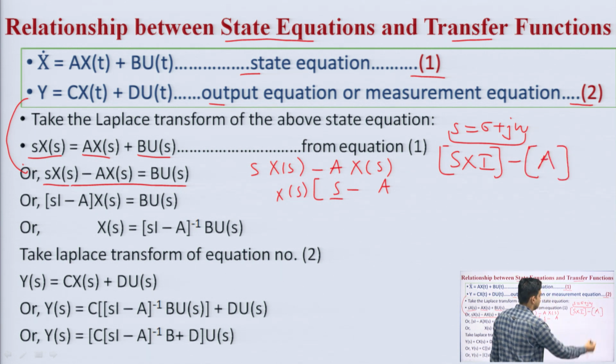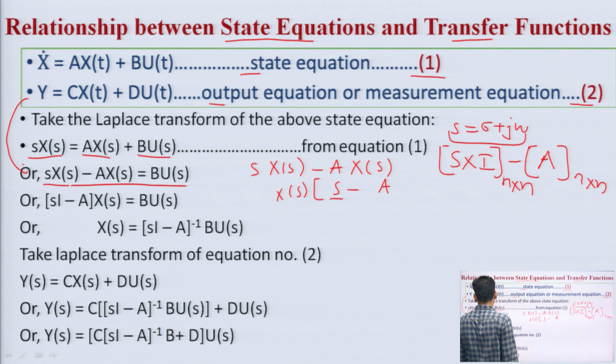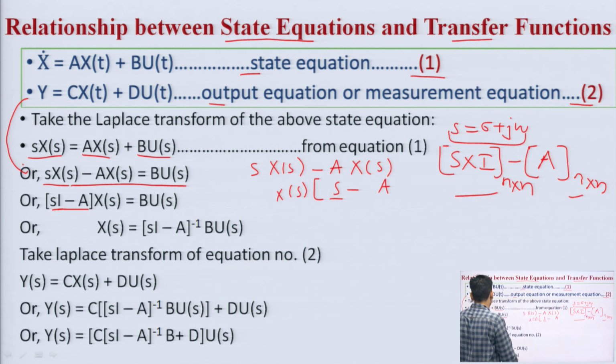The order of this identity matrix would be the same as the A matrix to make the subtraction proper. So, if I take X(s) common, I will get (sI minus A) X(s) equal to B U(s). We need to remember that the order of the matrices should be the same for the difference. Then X(s) can be written as (sI minus A) inverse B U(s).